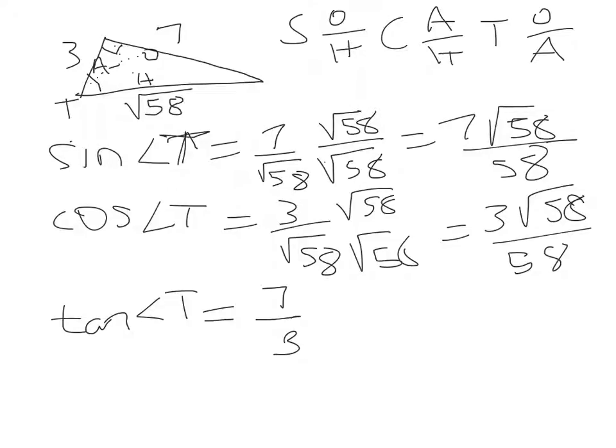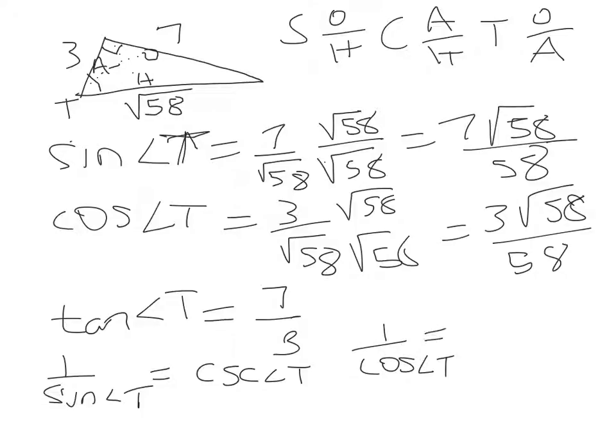The reciprocals of these: the reciprocal of sine is called cosecant and is abbreviated CSC. The reciprocal of cosine is called secant and is abbreviated SEC. And the reciprocal of tangent is called cotangent.